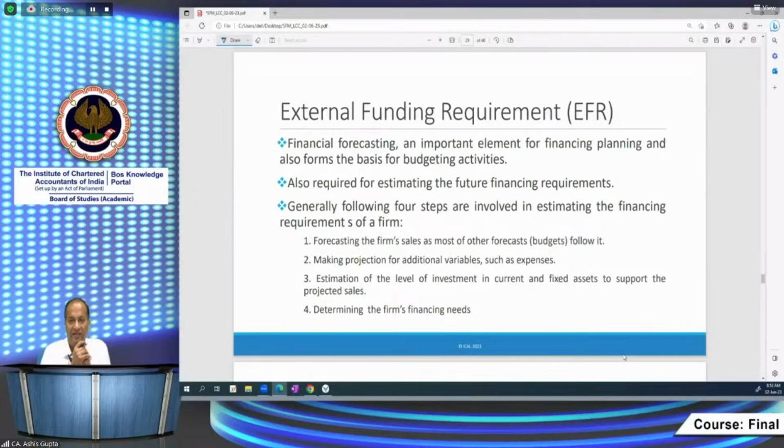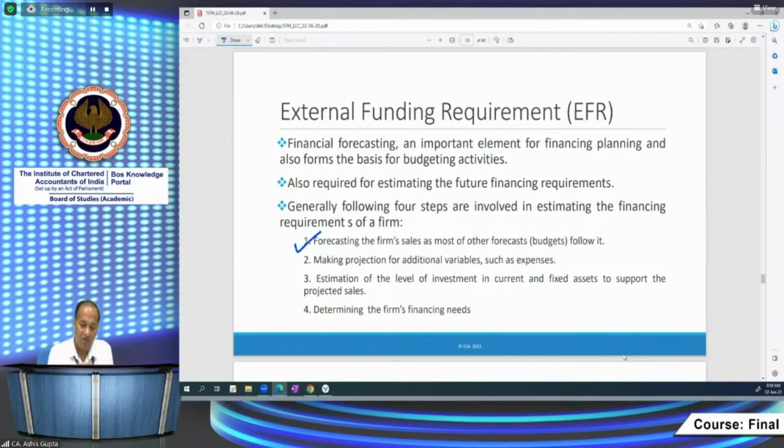Now, what is external funding requirement? External funding requirement is an important element of financial planning and also forms the basis of the budgeting initiative. It is also required for estimating future financing requirement. Now, what are the steps involved in determining the external funding requirement?